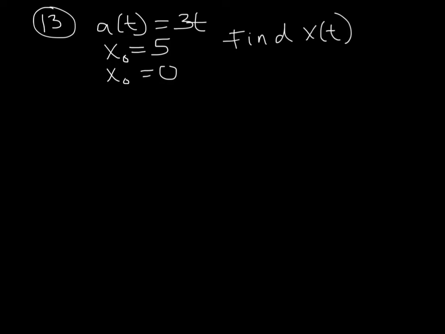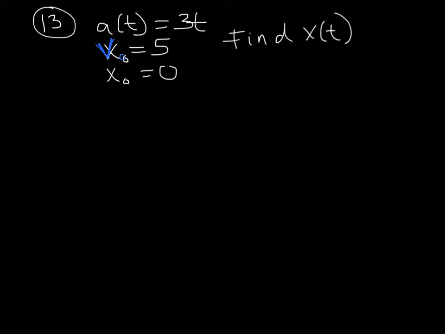Okay, number 13. So again, we're given an acceleration function, right? So we have 3t, and actually I wrote x naught twice. This should be v naught. Okay, so that's the initial velocity and the initial position. So that's a 0, not a u. And so we want to find, again, the position function of a moving particle.